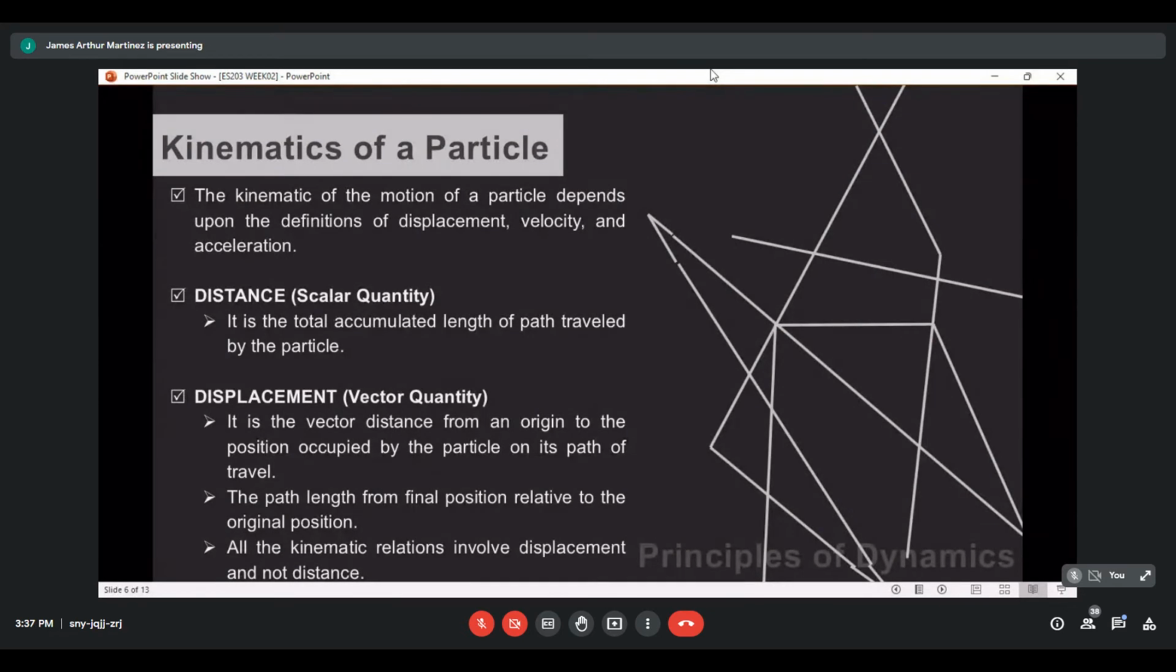It is because all the kinematic relations we are dealing with, or are about to develop here in dynamics, involve displacement and not distance. So to avoid confusion, it is important to know whether you are using distance or displacement in your calculation or computation, since basically that is where the error starts. Okay, so let's have an illustration or sample illustration for distance and displacement to better understand the difference between the two.